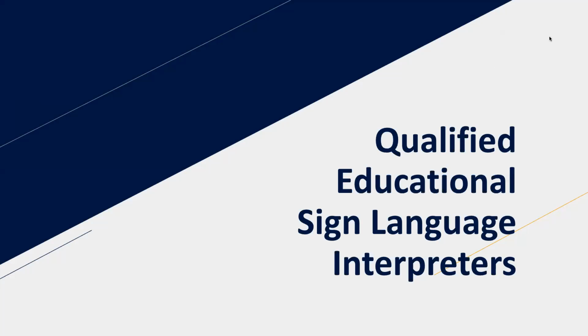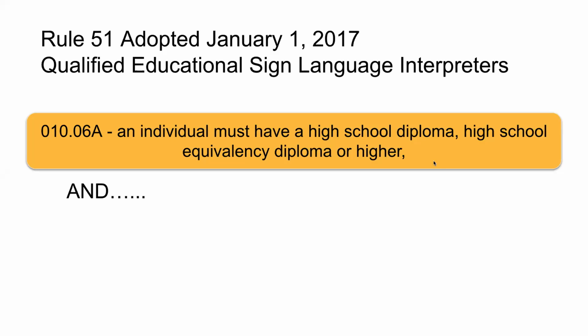Perfect. Qualified educational sign language interpreters. For the purpose of most of this presentation, we're just going to talk about interpreters who are going to be in your school building interpreting academic and social content for students. All of this guidance came out of the Rule 51 that was adopted on January 1st, 2017. So you'll notice some dates that we've added in here as other forms of rule have been passed through legislation.